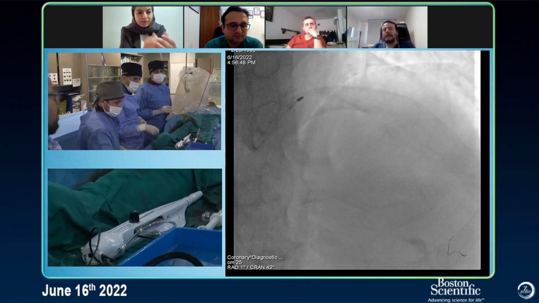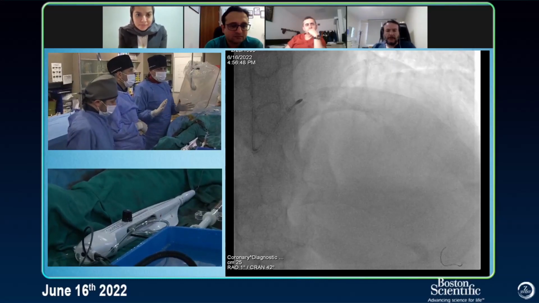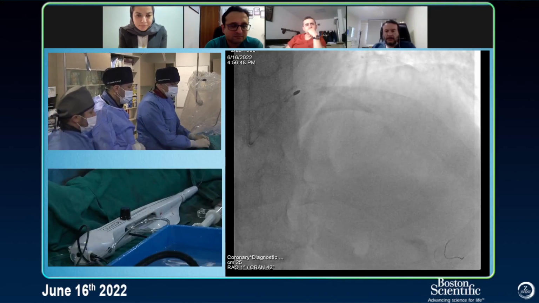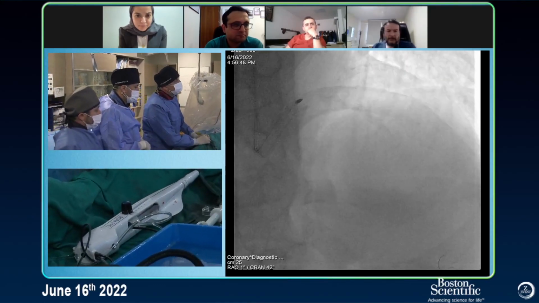We have to advance the burr up to the platform, far enough from the lesion. We have to make sure we didn't start on the lesion, and we didn't occlude the artery. This is important.